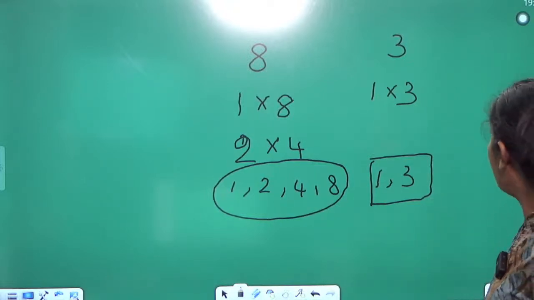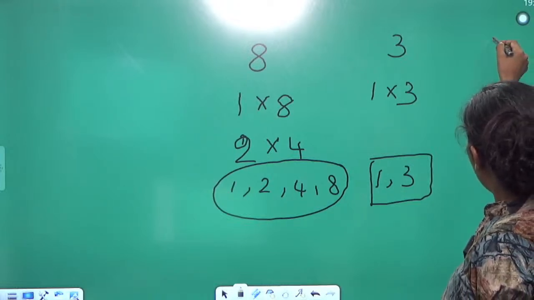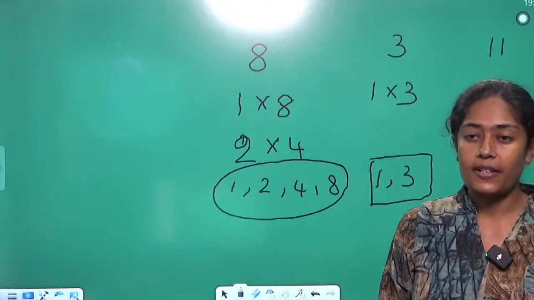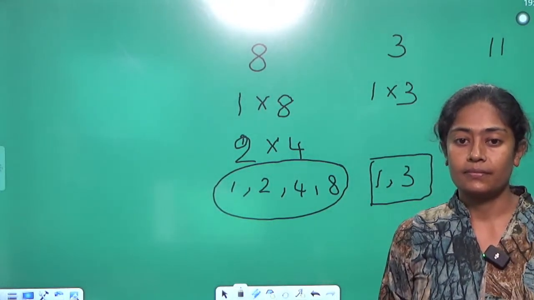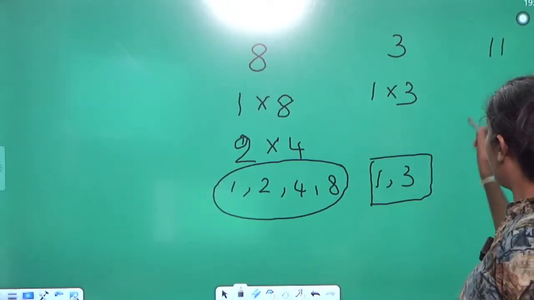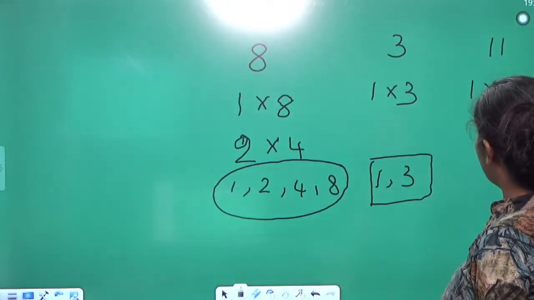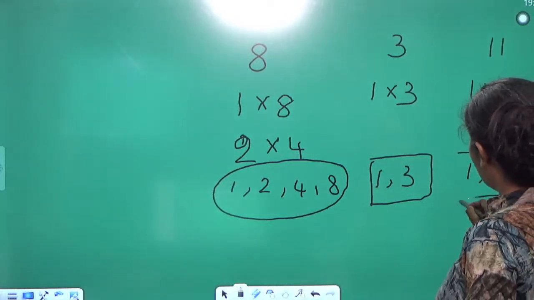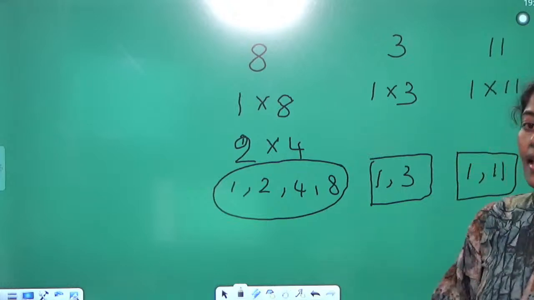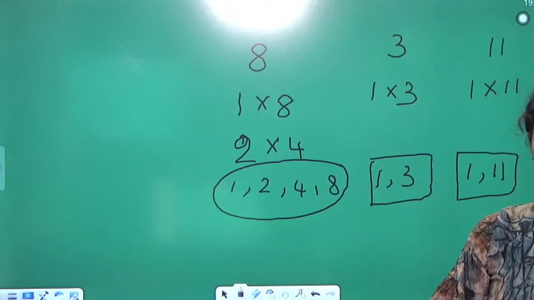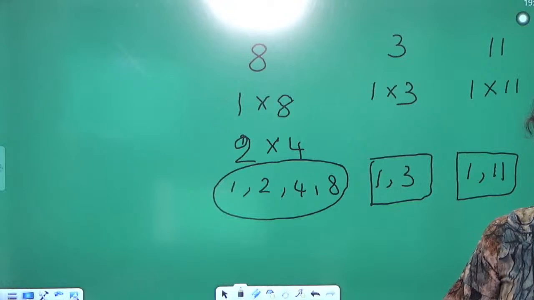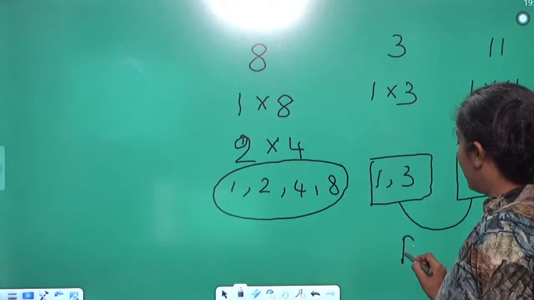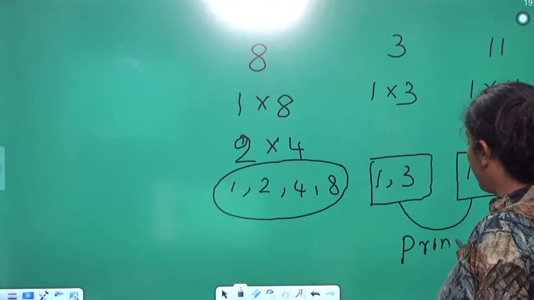I'll give another example. When you take 11, could you please tell me what the factors are? 11 into 1 or 1 into 11. Then factors are 1 and 11. That means the same number it has and only 1. Now did you understand the difference? Then we call these prime numbers.